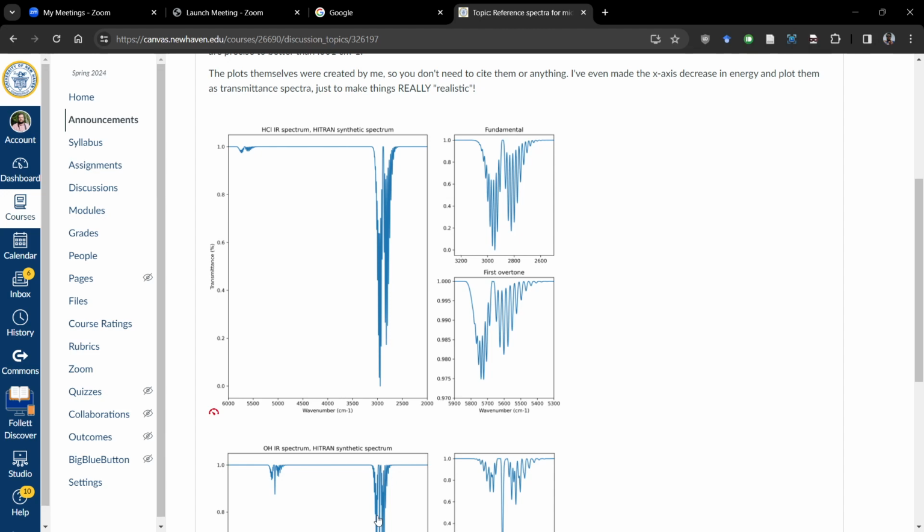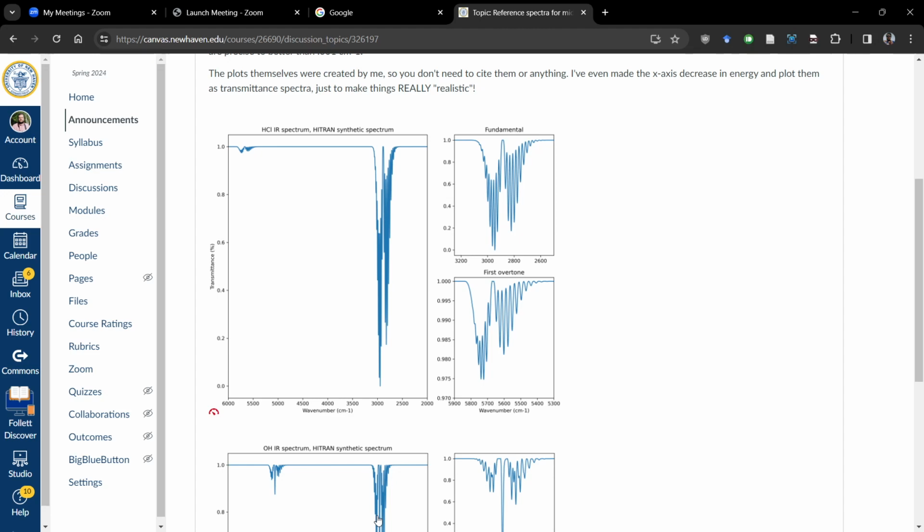And so here's the fundamental transition. This is your 1 to 0, and you'll see that at roughly twice the frequency, or twice the wave number, 3,000 to about 5,800, the 0 to 2 shows up. And you can see that the intensity ratio is very large. It's about a factor of 100. The intensity of this peak is basically normalized to 1, and this peak only goes to 0.025. So they're about 40 times weaker.